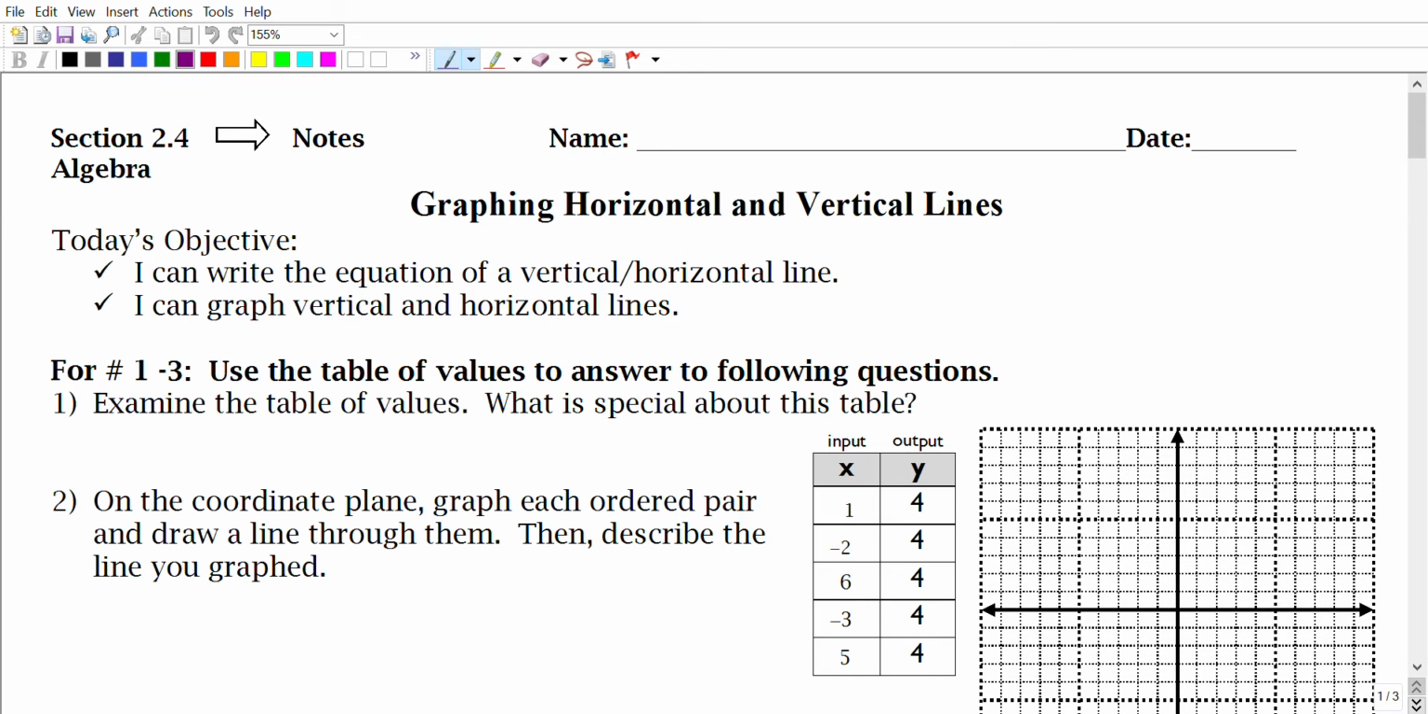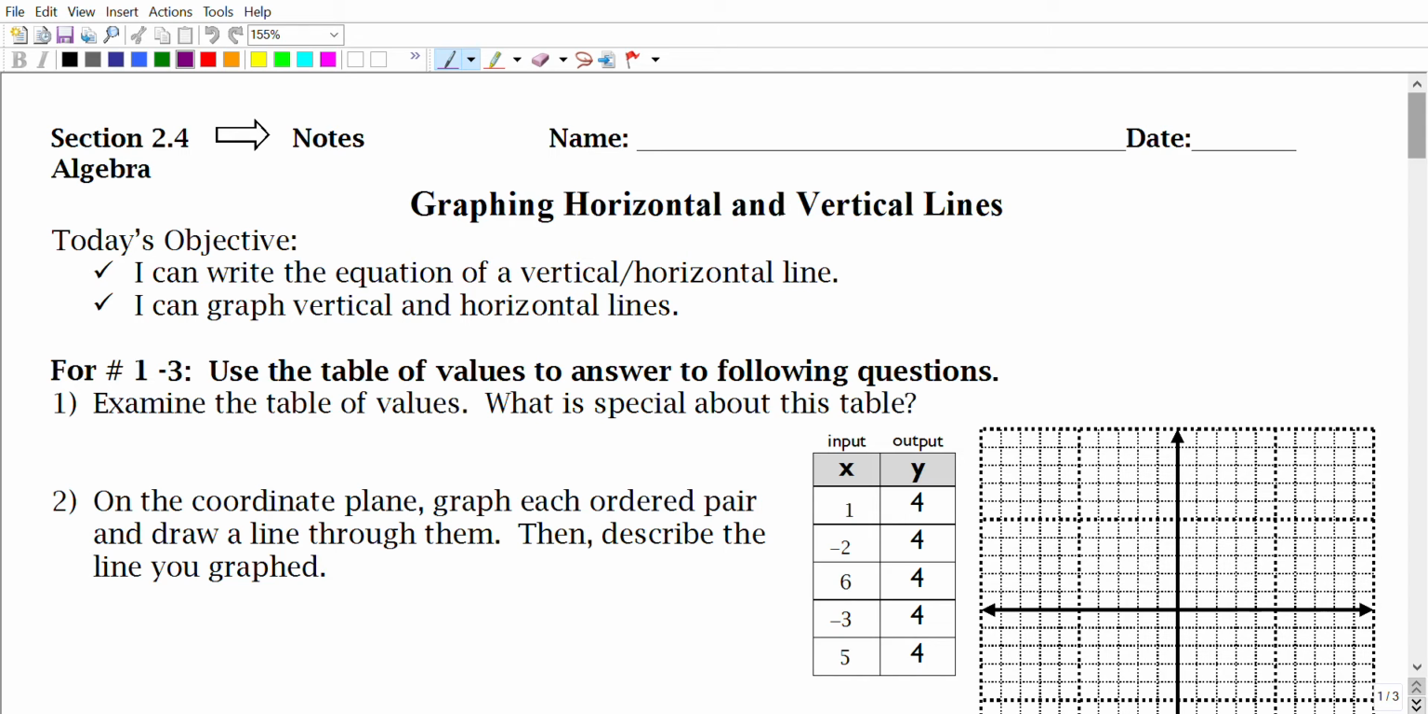I wanted to go ahead and go through today's video and talk about graphing horizontal and vertical lines. Now, we've graphed lines before. We've actually taken a table of values to graph a line, and we've also taken just sets of points to graph a line on a coordinate plane. But now what we're going to do is talk about two special types of lines that we can graph. Those are horizontal and vertical lines.